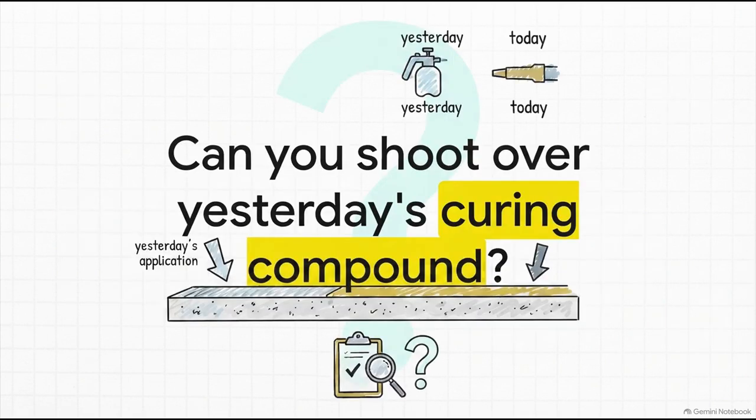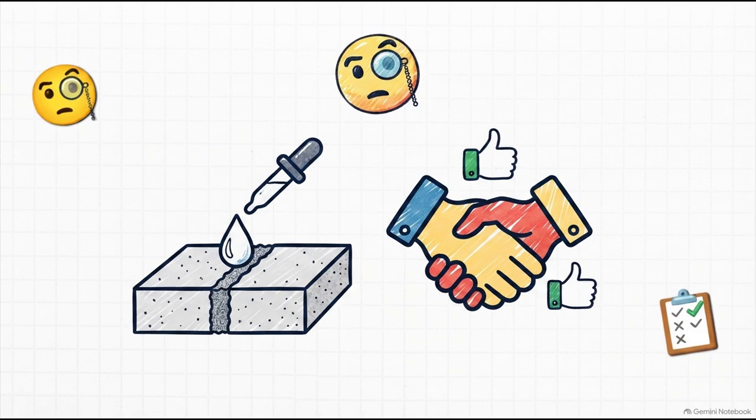All right, final scenario. Scenario 3. The contractor applied a curing compound to a completed surface at the end of the day yesterday. But the next morning, there's a sudden change of plans. They decide they actually need to add another shotcrete layer over that exact same surface. What should you notice? You've got to catch this compatibility issue immediately.